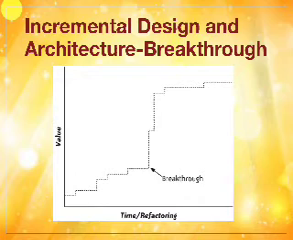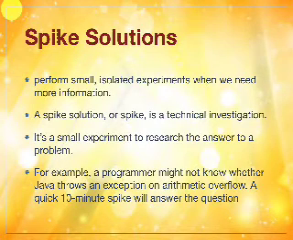Now, at some point of time, when you keep refactoring things, you might be uncertain of what happens when you do some task with your production code. Say, for example, the addition of a new feature may or may not work in your production code. To have a concrete answer of whether it will work or not, we are going to use spike solutions. A spike solution performs a small isolated experiment when you need more information on one particular aspect. It is a technical investigation specifically. This small experiment is used to research an answer to a particular problem.